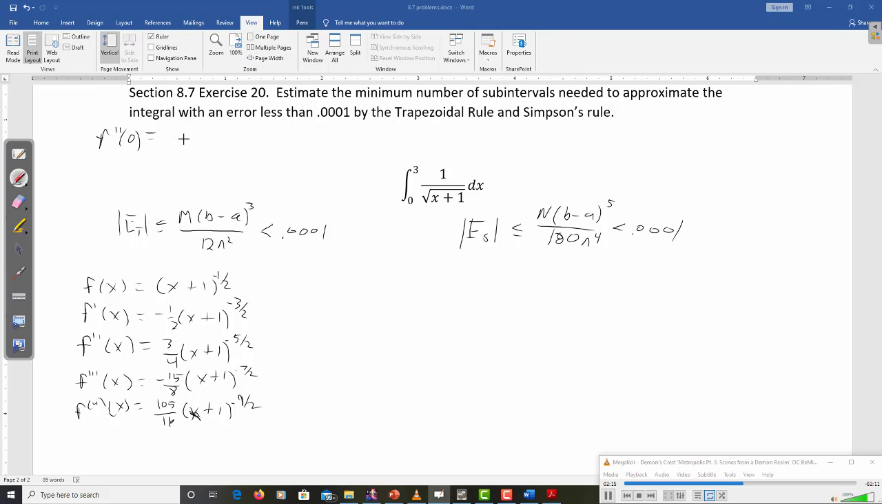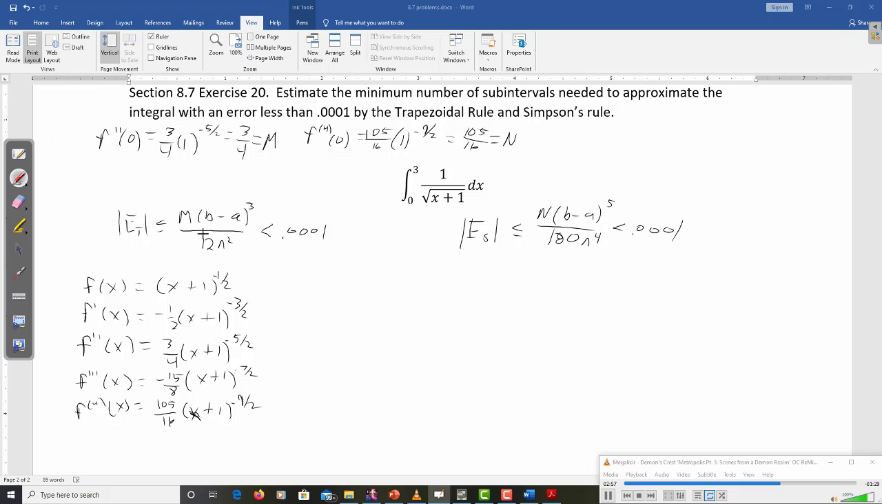That will get us 3/4 times 0 plus 1 is 1, to the negative 5/2. So that's just 3/4. So that's going to be our m. Might as well do our fourth derivative while we're here. Fourth derivative of 0 is 105 over 16 times 1 to the negative 9/2. So that is 105 over 16. All right, that's our n.